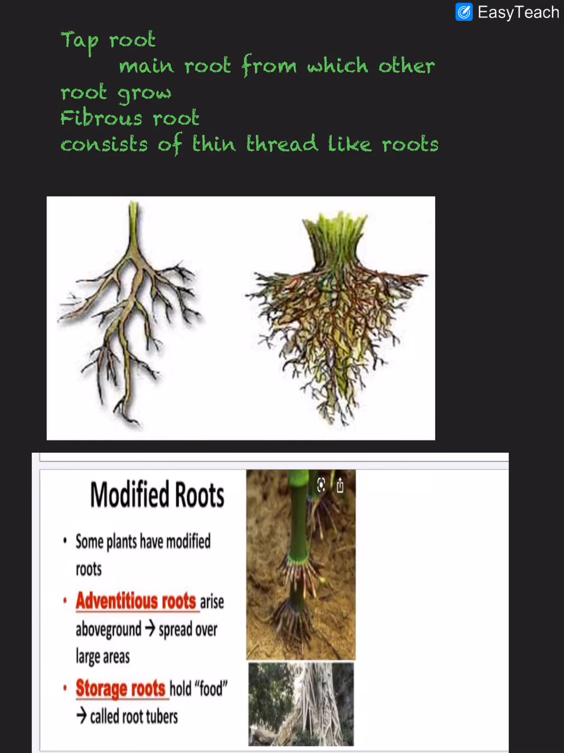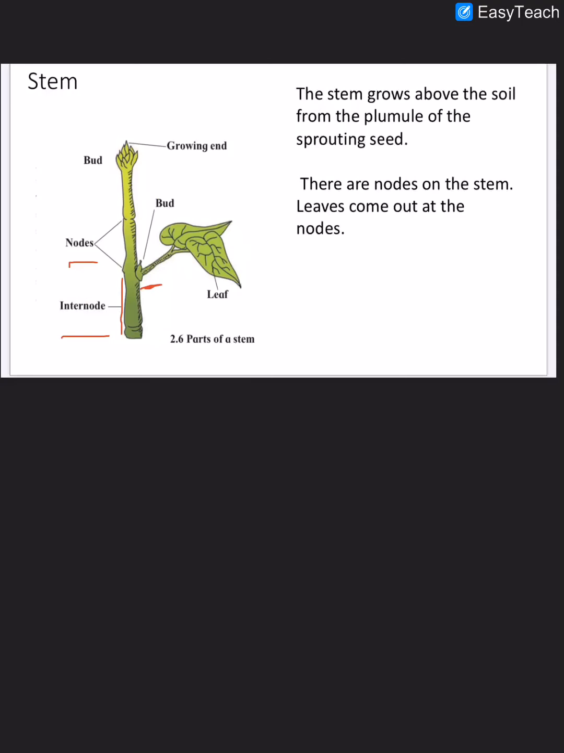Now we are going to discuss the next part of a plant, that is stem. The main parts of a stem are nodes, internodes and bud. A node is a place, you can see in the image, from which branches of the stem grow. Internode is the space between two nodes, and bud, the growing tip of a stem, is called bud.